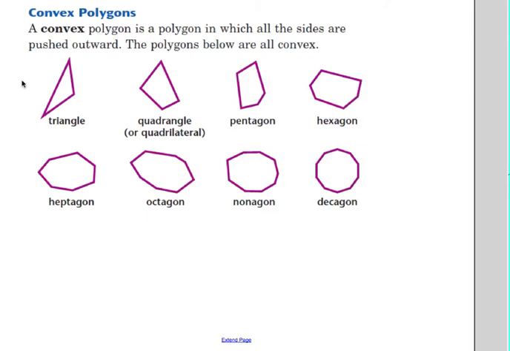Now, polygons can be convex or non-convex. A convex polygon is a polygon in which all the sides are pushed outward. The polygons below are all convex. Most of the polygons that we work with in 5th grade are convex polygons, but not all. But you can see here examples of most of those polygons that we just talked about in the last chart. We're missing a dodecagon with 12 sides.